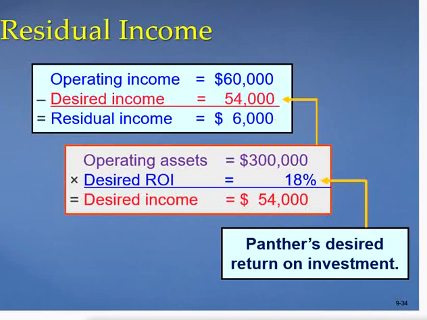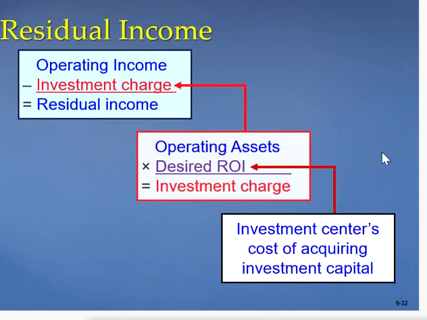This is what we call our investment charge. This is the desired return on investment in operating assets. This is their investment charge. Now how do we calculate it? So what is the investment charge? How do we calculate an investment charge, or we call it a desired income. This is what a company wants, their desired income, their wishful income, you can say, from a new investment.